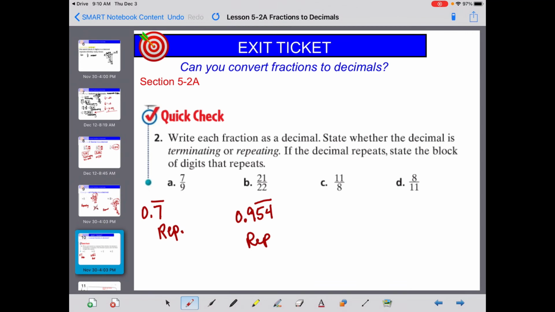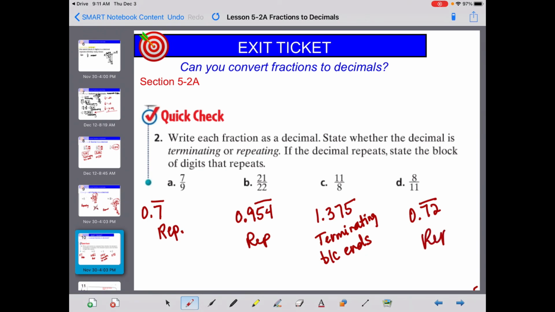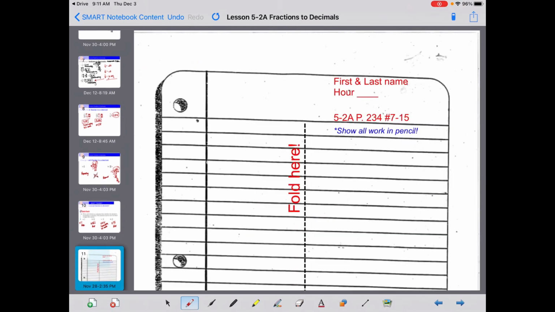The next one, 11/8 would be 11 divided by 8, and you get 1.375. This one is a terminating decimal because it ends. And then 8/11. It's the 72 that repeat. There we go. All right, let's give the homework a try, which is page 234, 7 through 15. I think it's only like 8 problems or so.